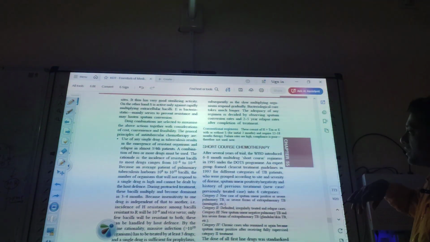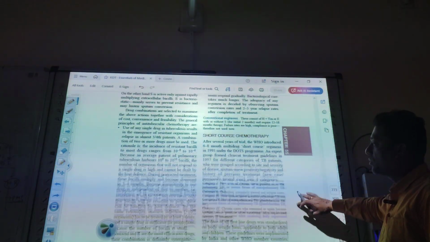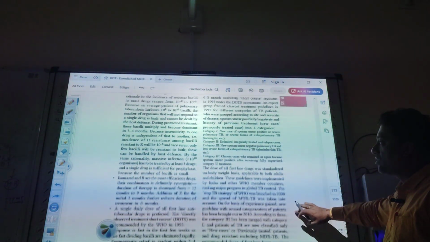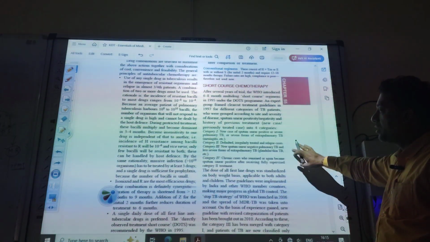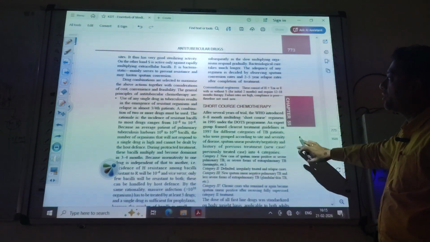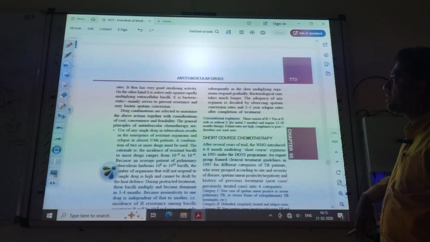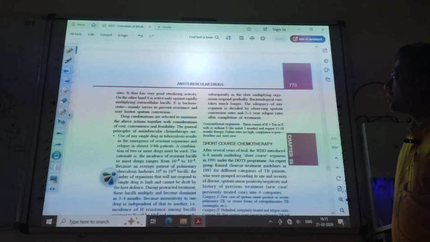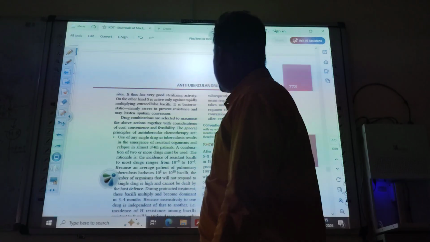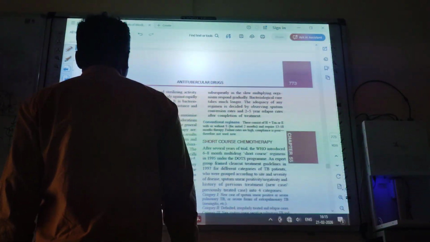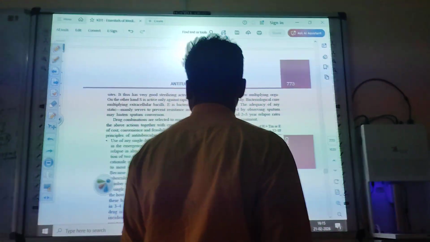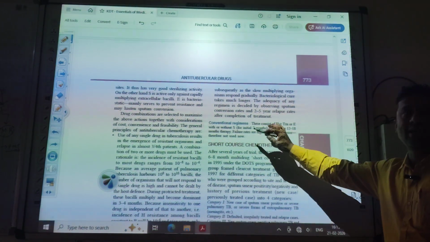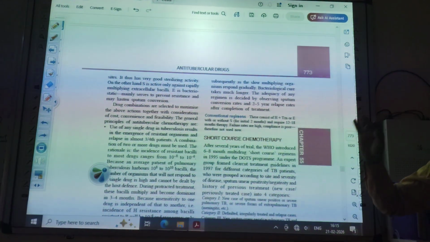Then conventional regimens are there. Drug regimens. What do you mean by drug regimen? The definition will also come in your examination. Drug regimen means the combinations are selected to maximize the above actions together with considerations. This is the conventional regimen, meaning drug formula.